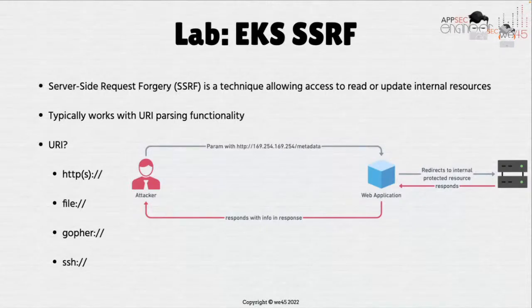So I can have it communicate either with the database or with localhost, or in our case, we can have it communicate with the metadata endpoint. And through that, we can try and start stealing the AWS tokens and try and gain access to the entire infrastructure, right? So typically your URIs would include HTTP or HTTPS or file or SSH or Gopher. So if the parsing functionality is vulnerable, then your application might potentially be vulnerable to server-side request forgery.